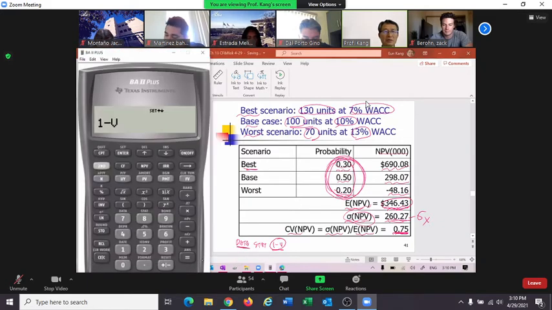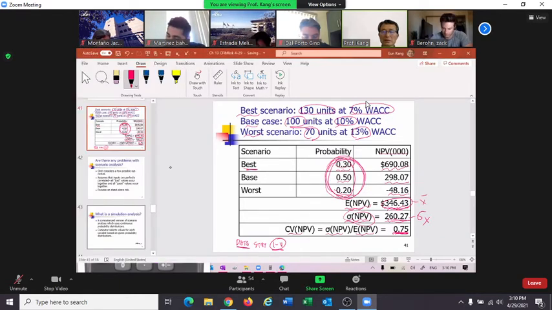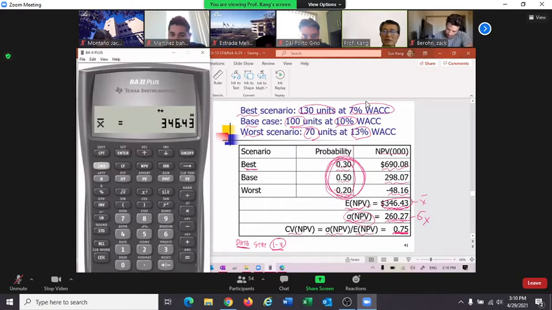One variable, and down arrow, n is 10. 3 plus 5 plus 2 is 10. And x bar, this is x bar, right? 346.43.